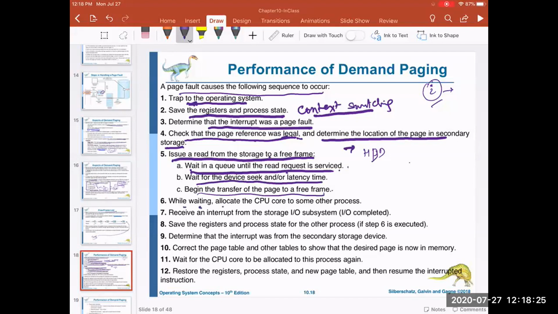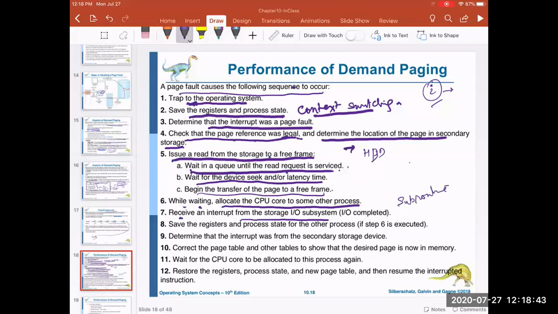While waiting, allocate CPU core to some other process. So this is what we have done already. Receive an interrupt from the storage that the process which was started, this trap, the subroutine is complete.